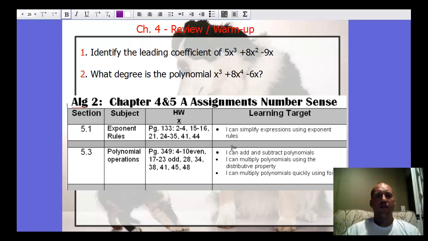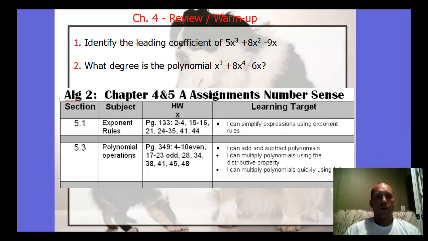Algebra 2, Chapter 5, Section 3. So these are the two sections we're going to cover before you have a little quest, kind of quiz and test together. Some review.